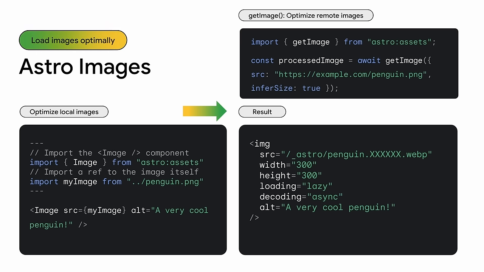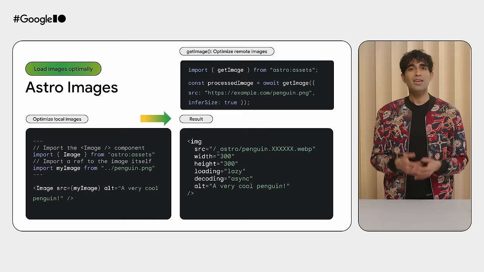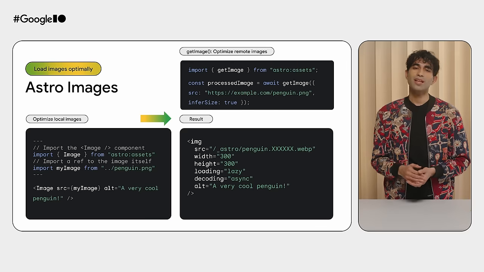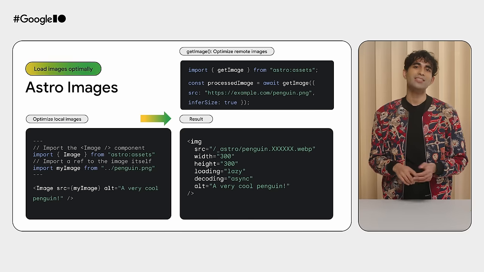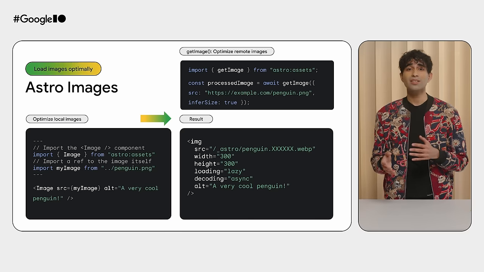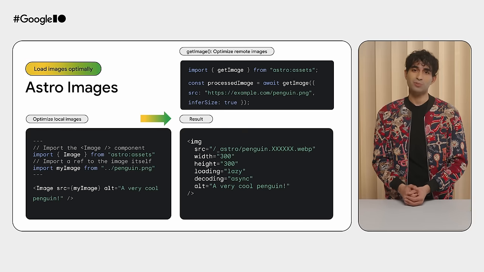Next up is images. Astro's new image handling capabilities make it easier than ever to optimize images for your site. The centerpiece of this update is the image component, which allows you to effortlessly integrate optimized images into your Astro pages. When you use the image component, Astro automatically optimizes your image using the modern WebP format by default. It also includes important attributes like width, height, loading, and decoding to improve accessibility, page load performance, and user experience.